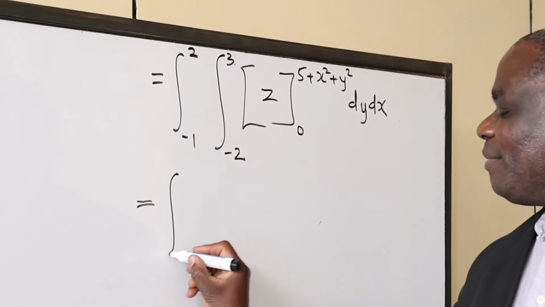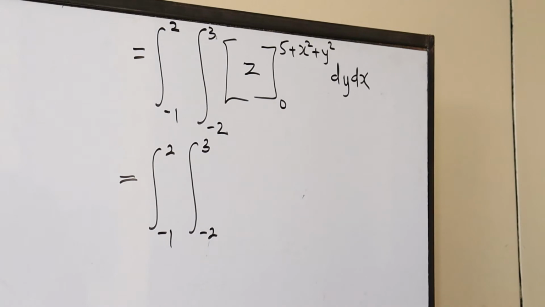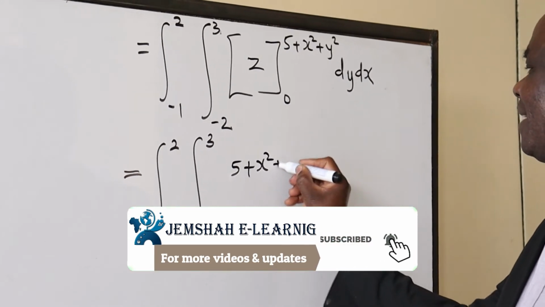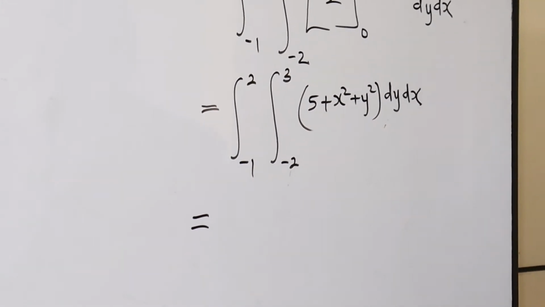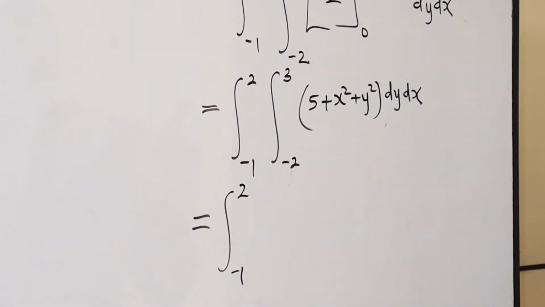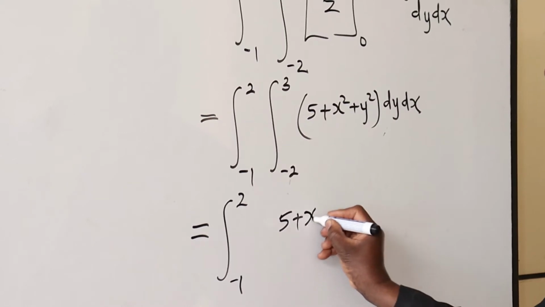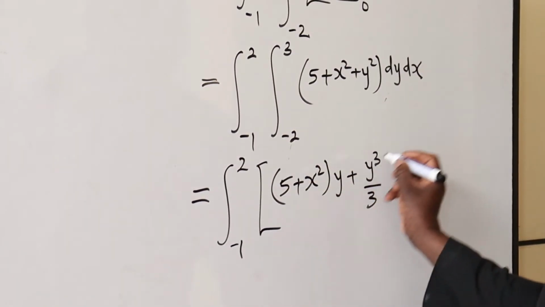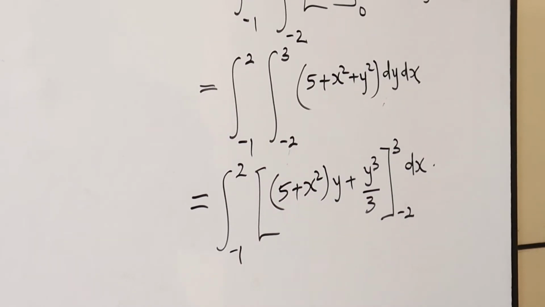Which will be equal to, from minus 1 to 2, minus 2 to 3, when we insert this element, we get 5 plus x squared plus y squared, and then we have dy dx. When we now integrate this with respect to y, we'll be having 5 plus x squared multiplying y plus y cubed all over 3. And then we insert our limits from minus 2 to 3, then dx. Still remain with an integration with respect to x.